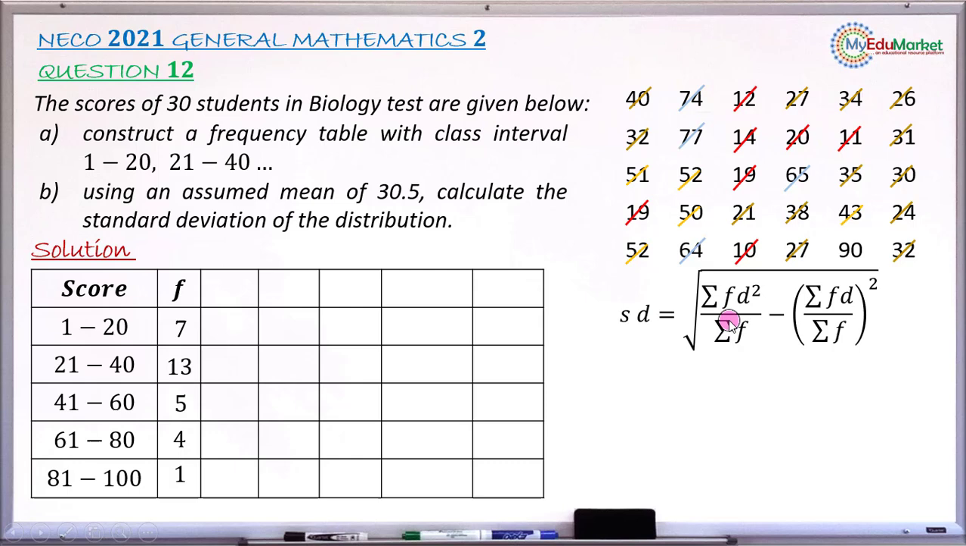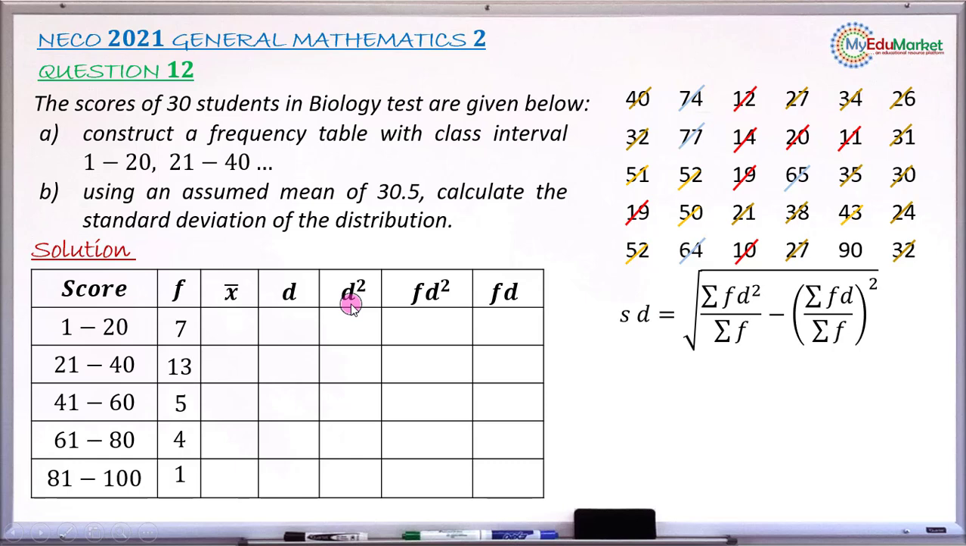So from this formula, I can see I have a variable d, I have d squared, I have fd, I have fd squared, which means I have to get columns for each. Starting with the d, to find the d, you have to have what we call x bar, because d simply refers to deviation. You are using the class mid value of a grouped data to find the deviation. So I'm going to have x bar first, a column for it. Then I have a column for d.